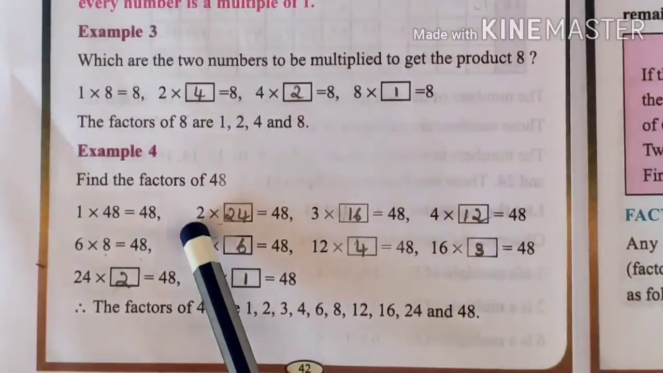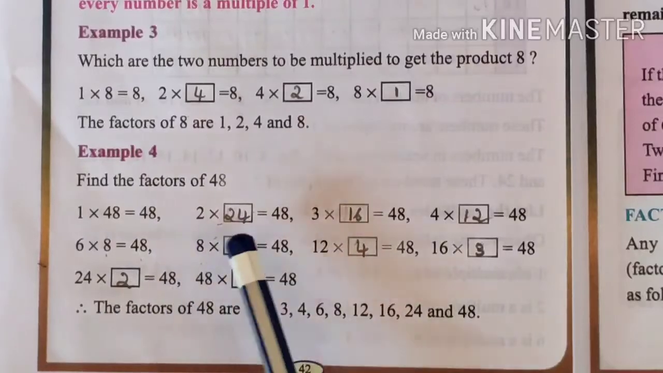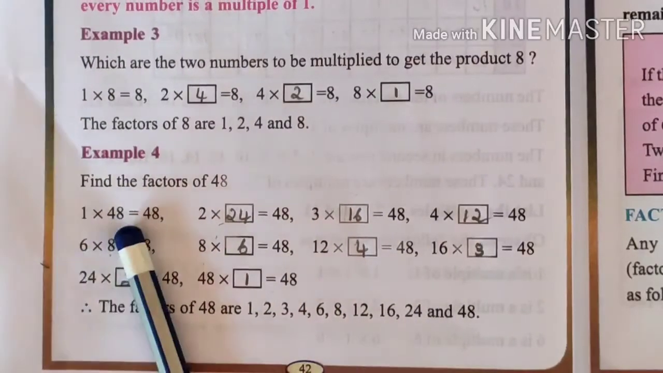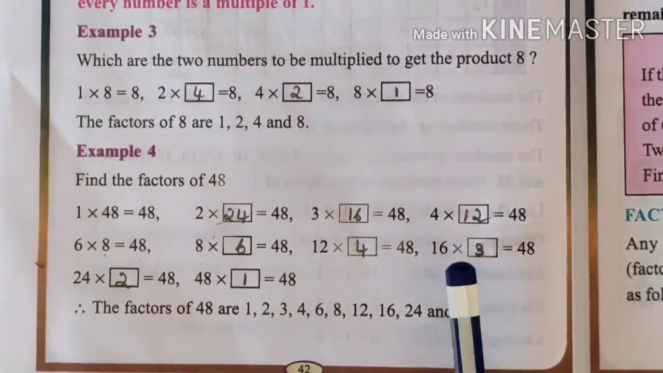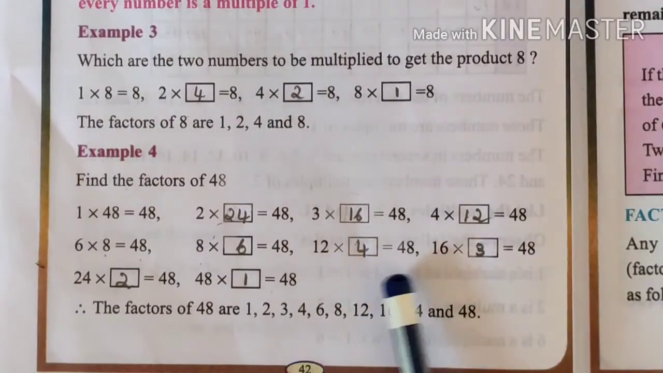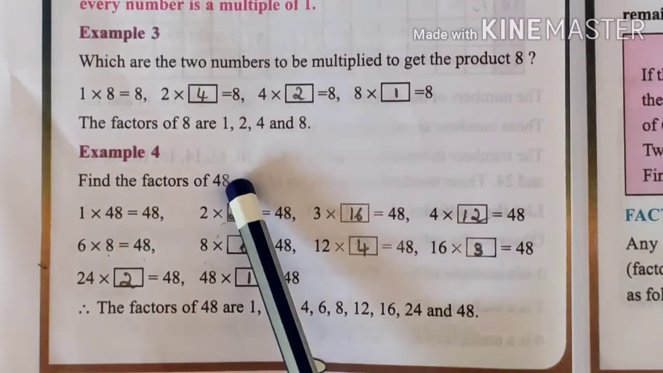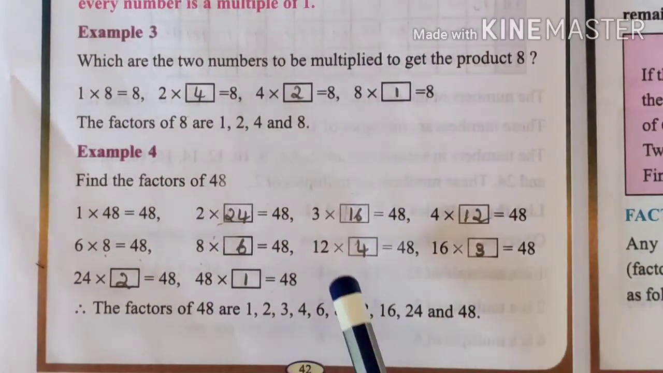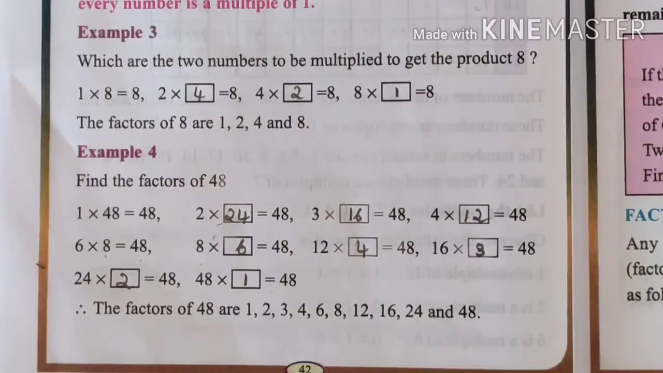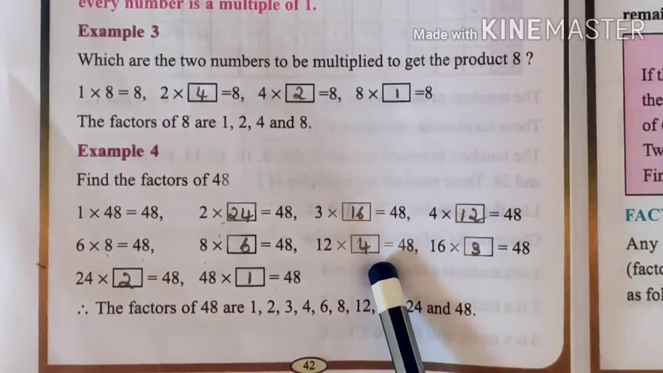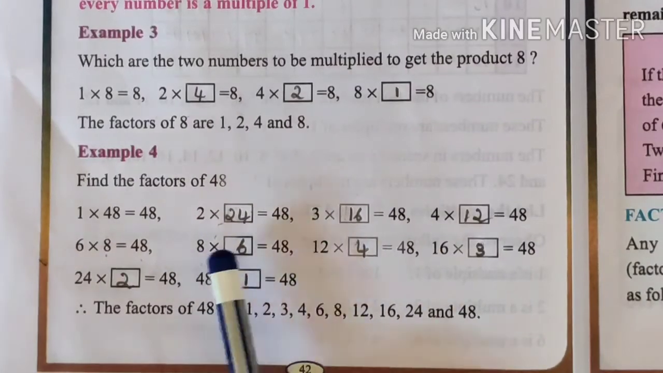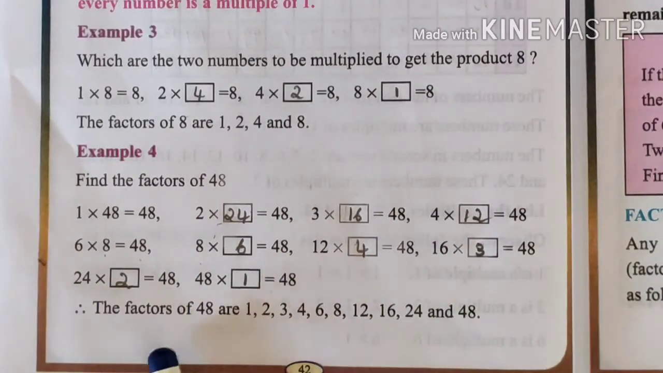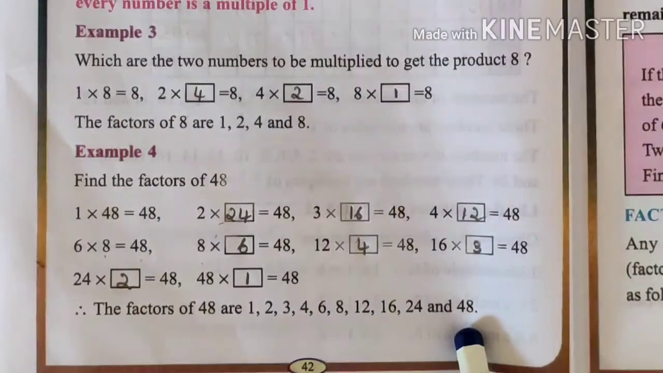Now we can see 2 and 24, 24 and 2, 8 and 6, 6 and 8, 1 and 48, 48 and 1, 12 and 4, 4 and 12, 3 and 16, 16 and 3. The numbers are repeated here. You need not write the numbers twice. You can write each number once because a multiple means the product of two numbers. So if both the numbers are repeated, you need not write them again. So all numbers you write once. That is 1, 2, 3, 4, 6, 8, 12, 16, 24 and 48. You can see here, these are the factors of 48.